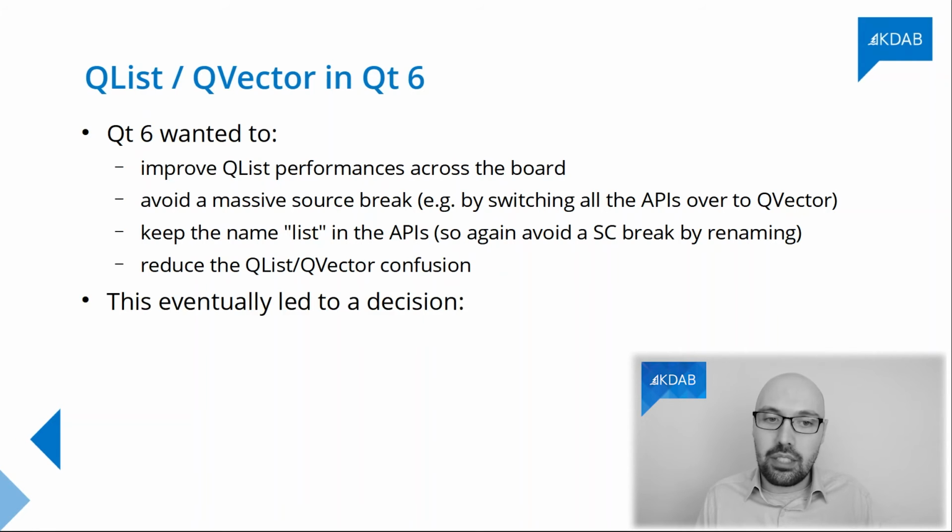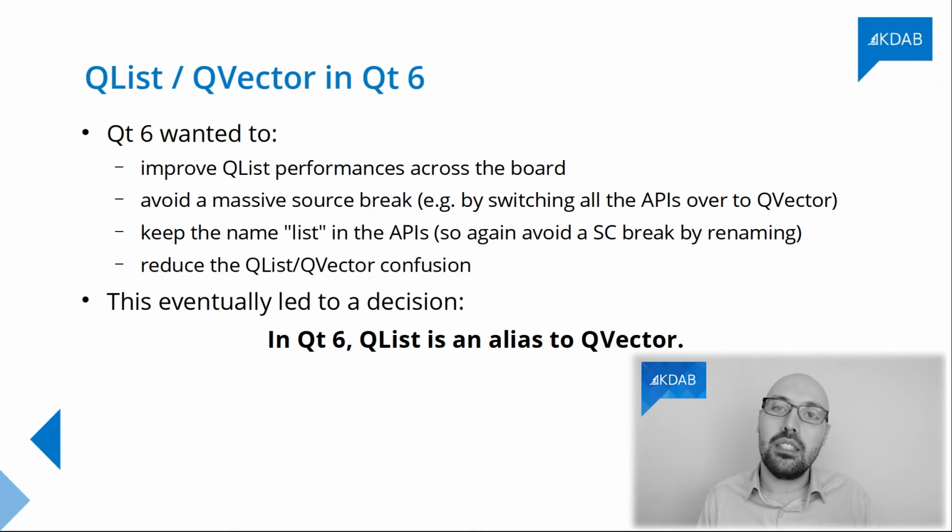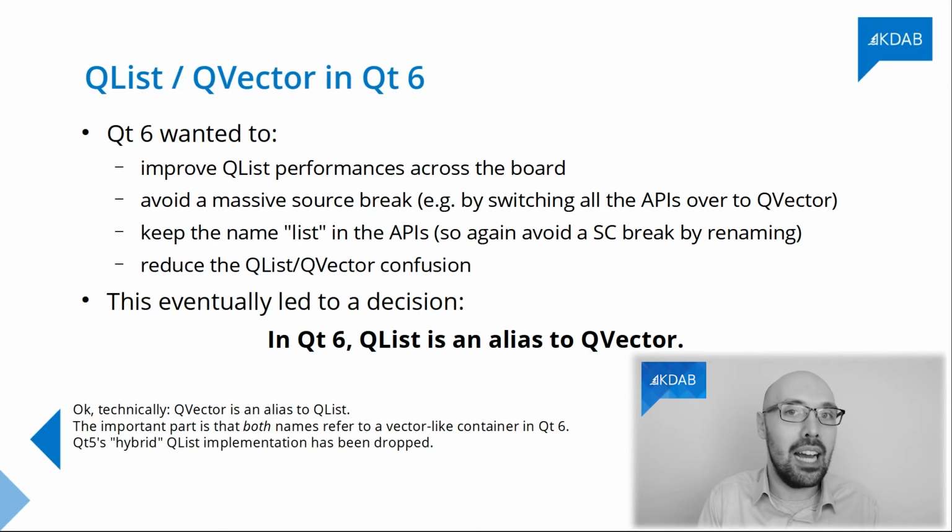So what happened in Qt 6? Well, eventually, all these considerations led to a decision. That is, in Qt 6, we still have QList, we still have QVector, but QList is now an alias to QVector. So the type is still there for you to use, but now it behaves like a QVector. Between us, that's not true. Technically, what happened is that QVector is now an alias to QList, and QList's implementation has been redone to be like a vector. Okay, that's not important. That's just a little distinction.